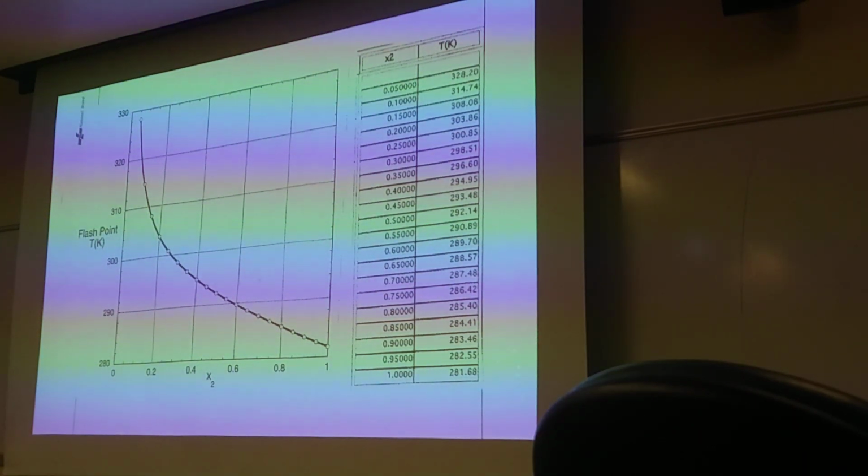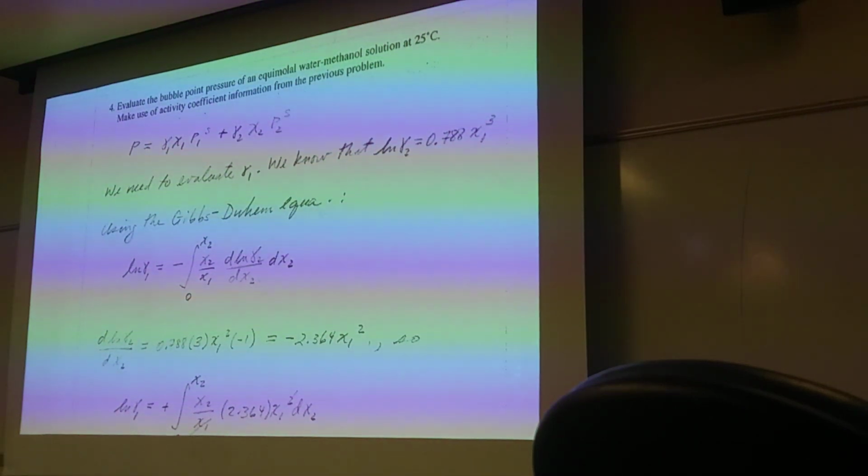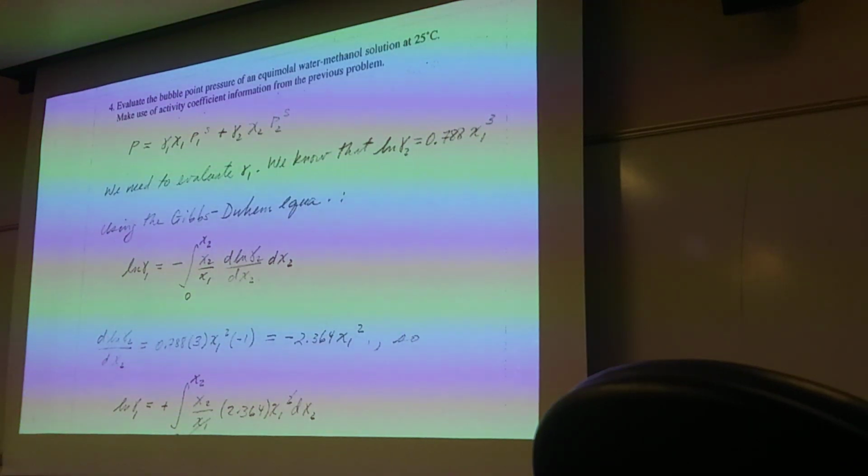Anything else? Okay, let's look at the next one. You're asked to evaluate the bubble point pressure of an equimolar water methanol solution at 25C. Make use of the activity coefficient information from the previous problem.